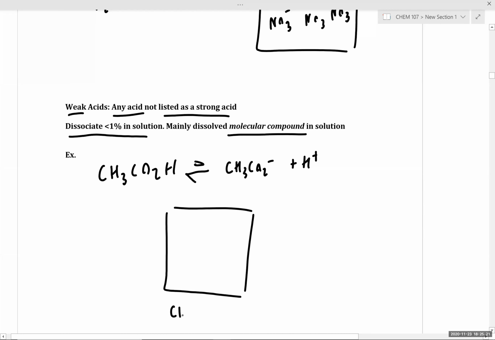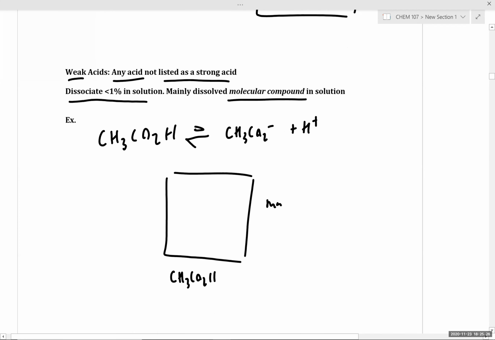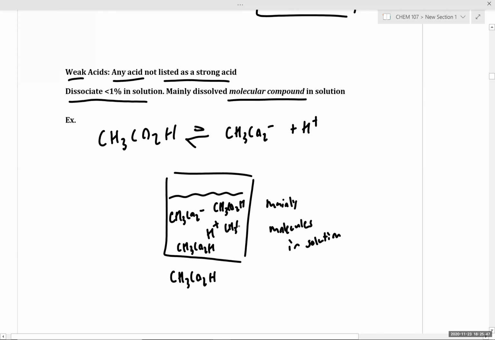So if we're drawing a picture of acetic acid, which is a weak acid, we will have mainly molecules in solution. In the case of acetic acid, we draw out our acetate and H plus, and we'd have primarily molecular acetic acid. So our drawing should reflect that.